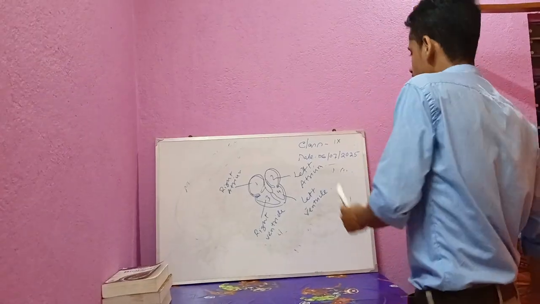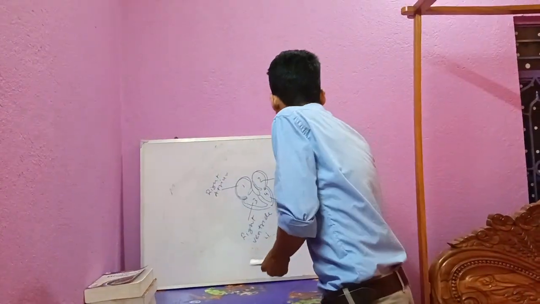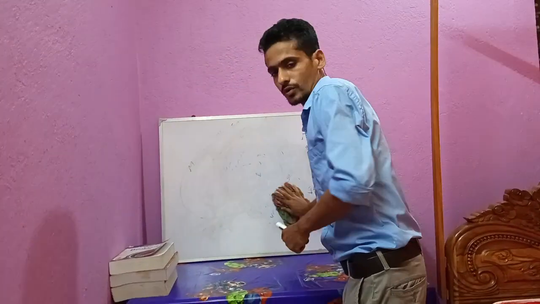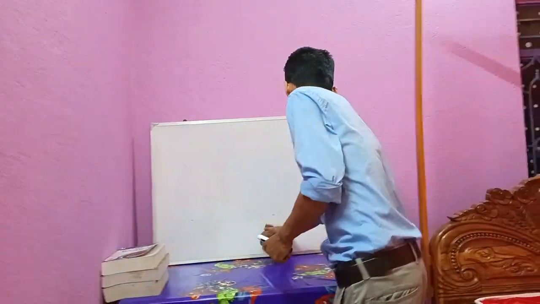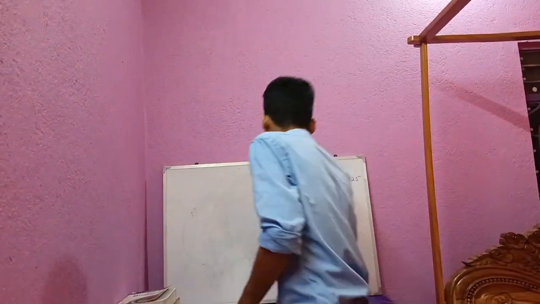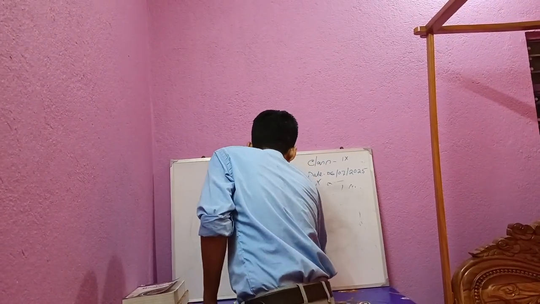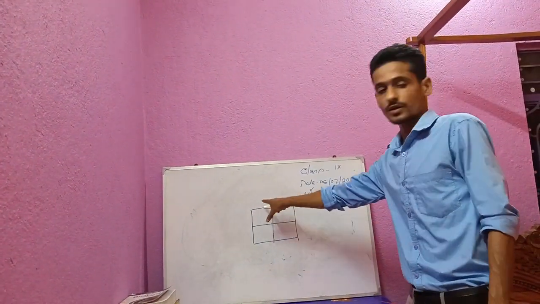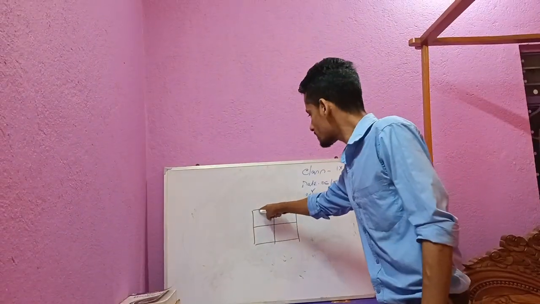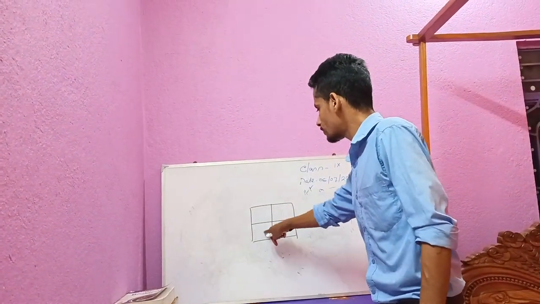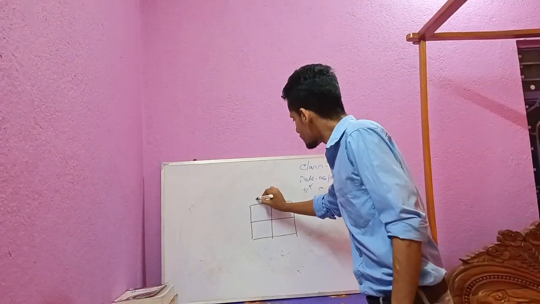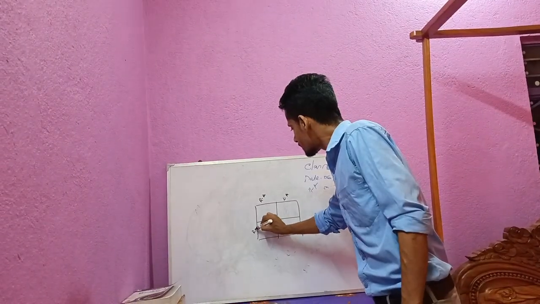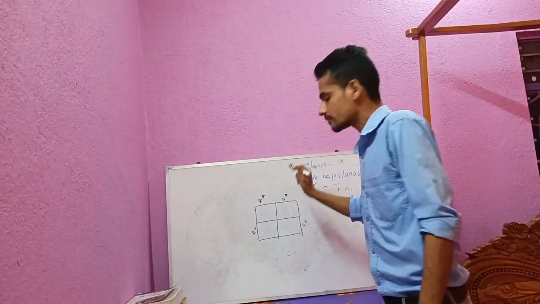Now, if we draw the structure of the heart in a different way, suppose this is the structure of the heart. This is not the actual structure of the heart. Here we can see the four chambers. The upper two chambers are the right atrium and the left atrium. This is the right ventricle and this is the left ventricle.